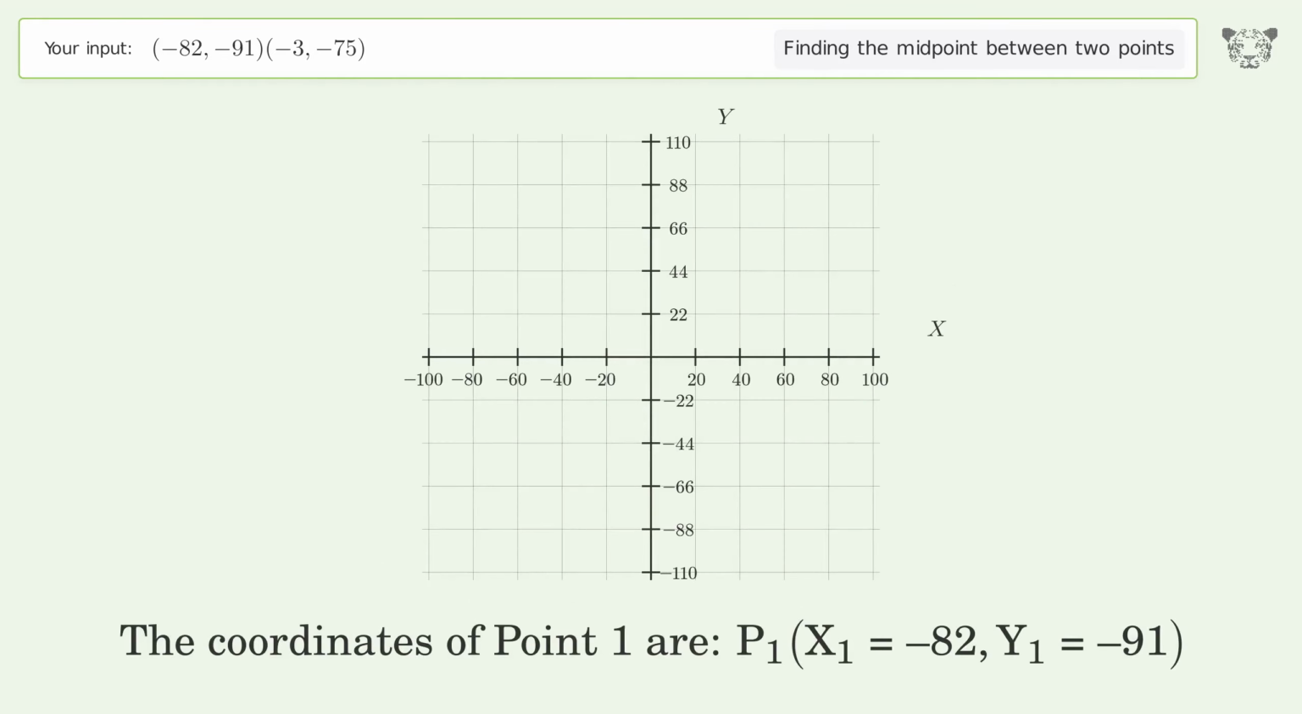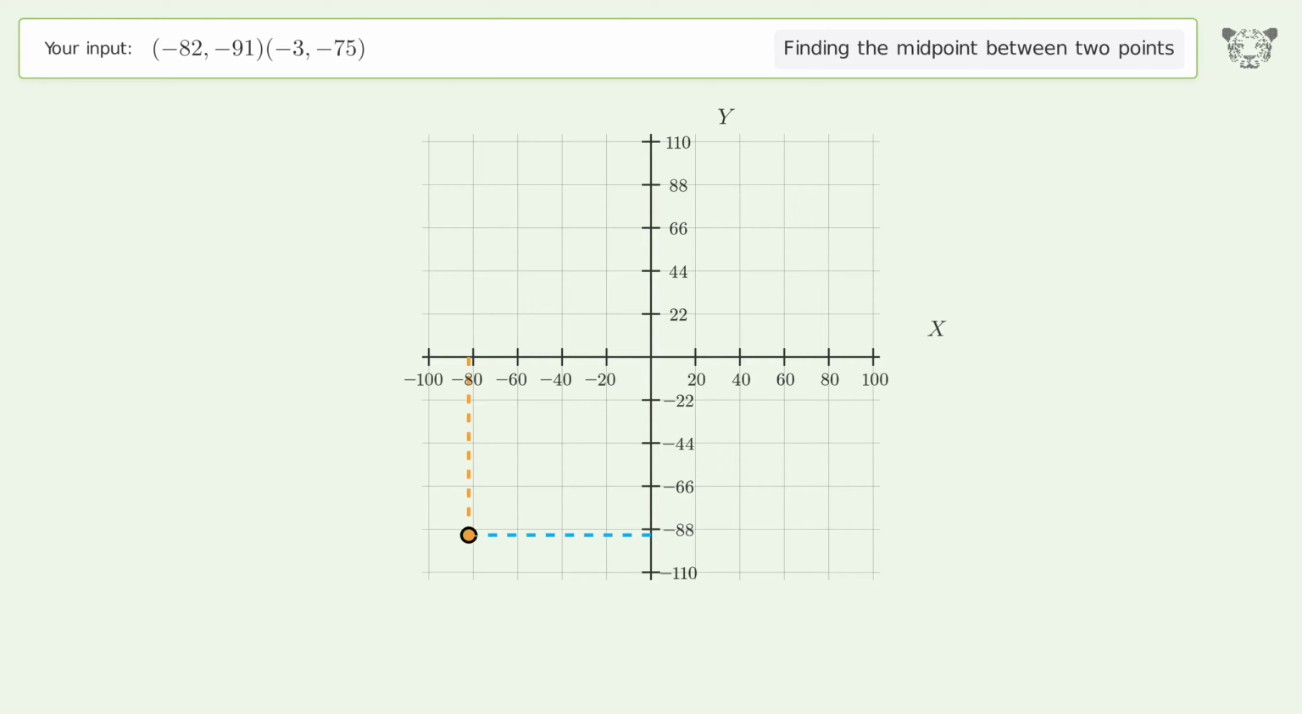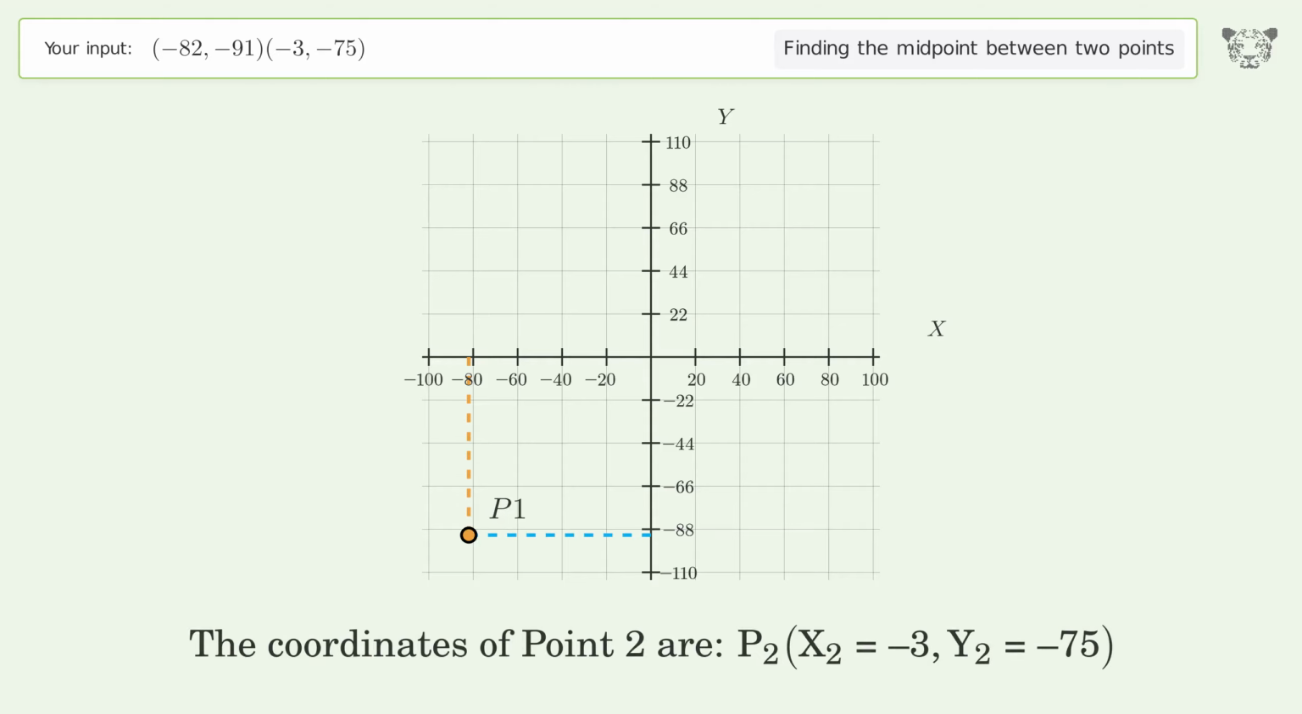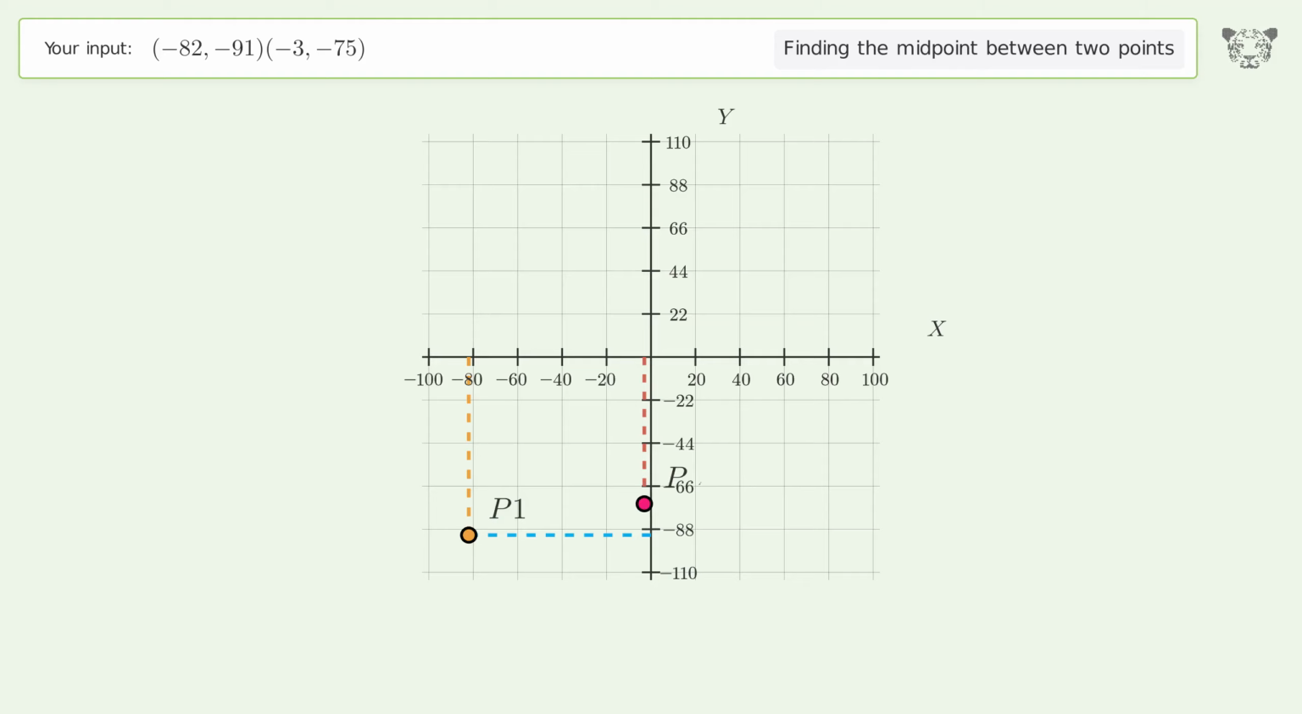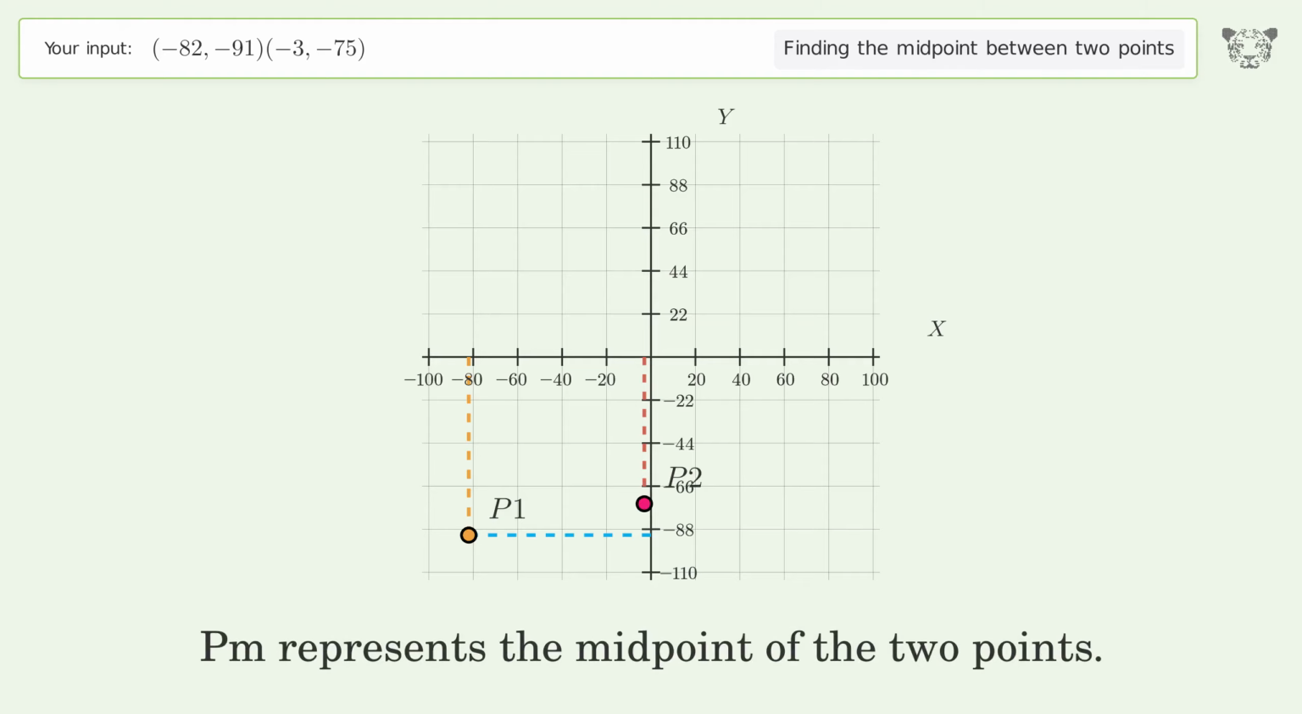The coordinates of point 1 are, x1 equals negative 82, y1 equals negative 91. The coordinates of point 2 are, x2 equals negative 3, y2 equals negative 75. PM represents the midpoint of the 2 points.